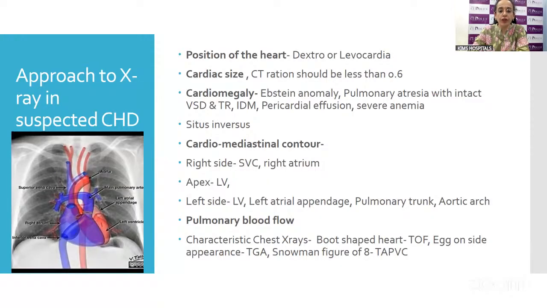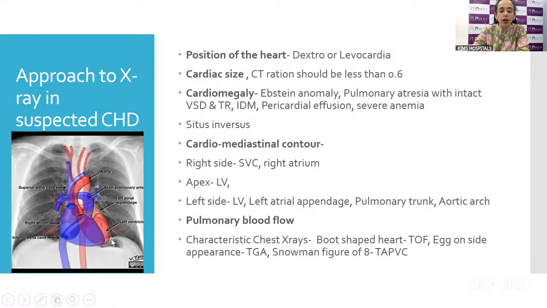And we should also look for the situs inversus whenever a suspected CHD case is there, and we should look for the cardiomediastinal contour. So normally the right border of the heart is formed by the superior vena cava, as you can see here, superior vena cava from above, and then the right border is formed by the right atrium.